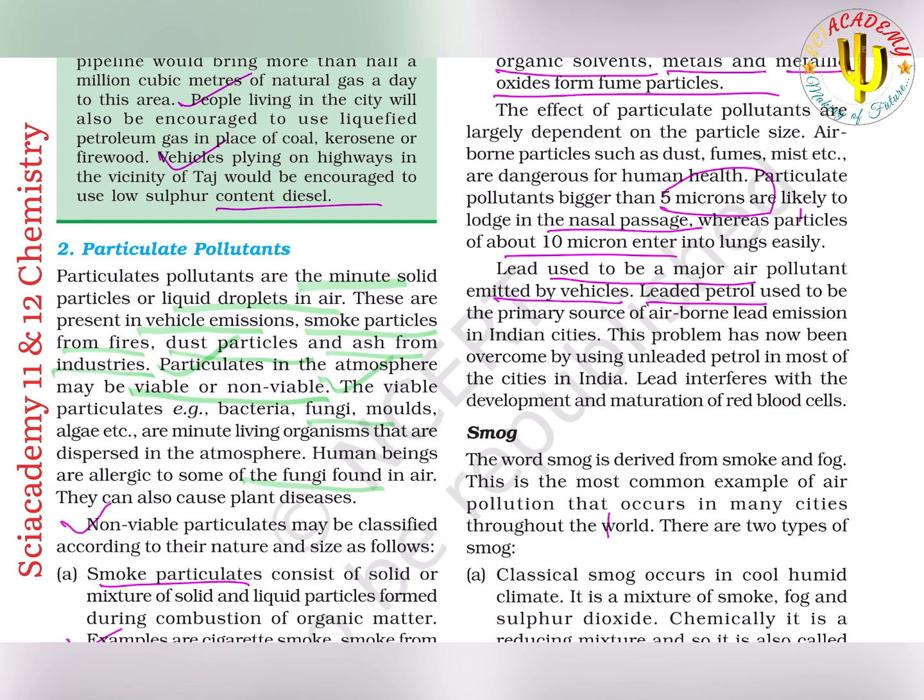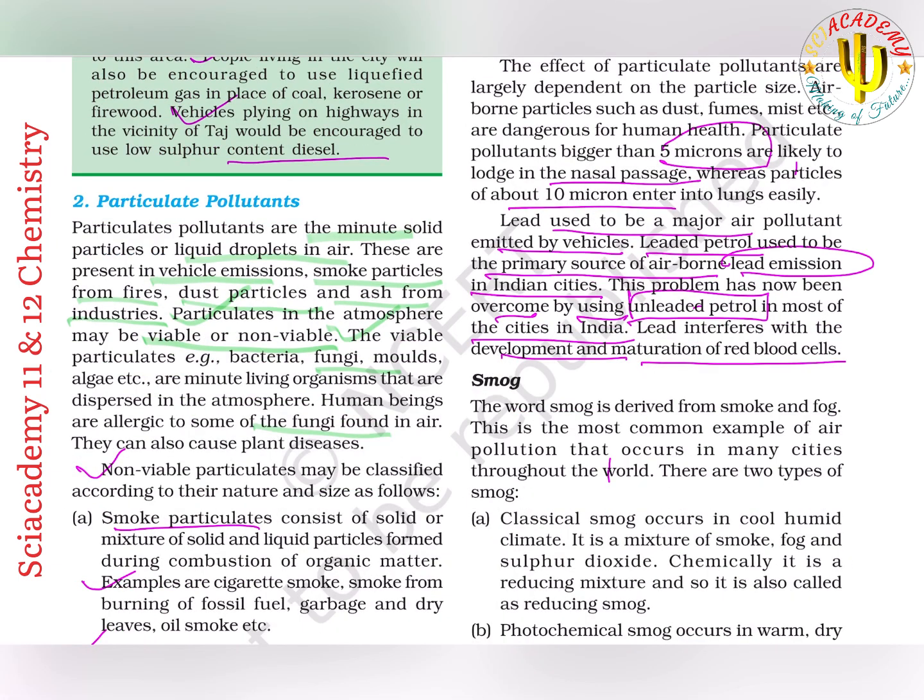Leaded petrol used to be the primary source of airborne lead emission in Indian cities. This problem has now been overcome by using unleaded petrol in most of the cities in India. Lead interferes with the development and maturation of red blood cells. Smog. The word smog is derived from smoke and fog. This is the most common example of air pollution that occurs in many cities throughout the world.